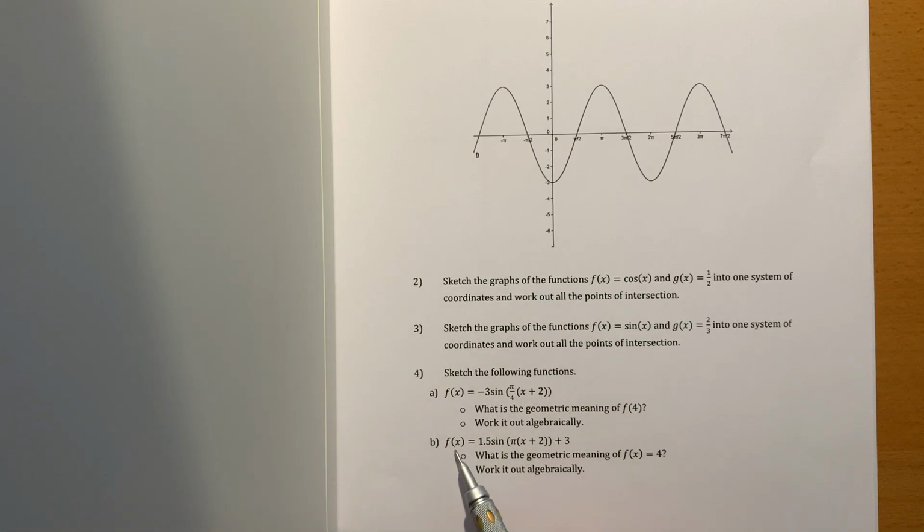Sketch the following function: 1.5 times sine of pi times x plus 2 in brackets plus 3. What is the geometric meaning of f of x is equal to 4? Look, it's not the same thing. This is f of 4. This is f of x is equal to 4. That changes everything. And work it out algebraically.